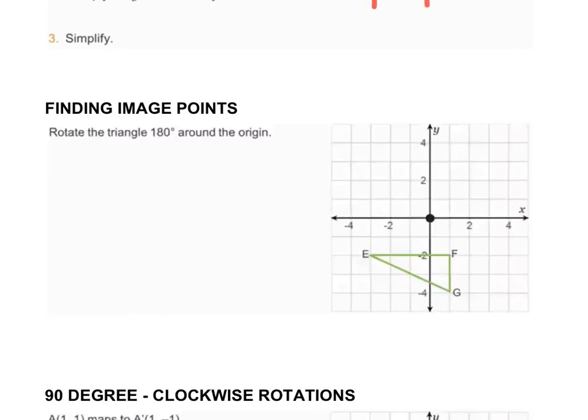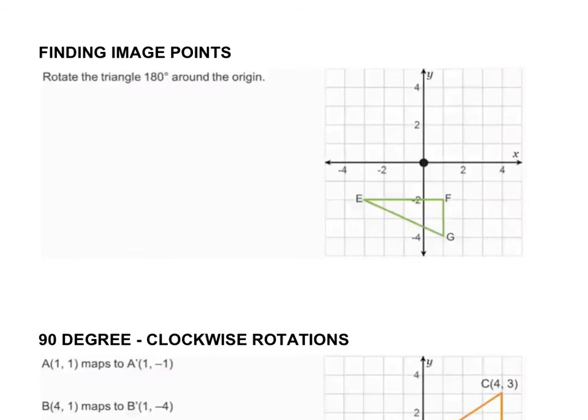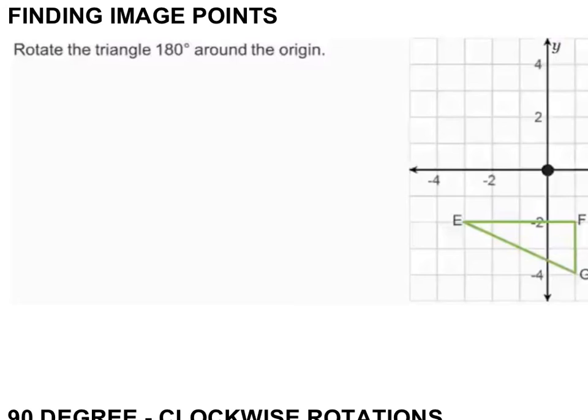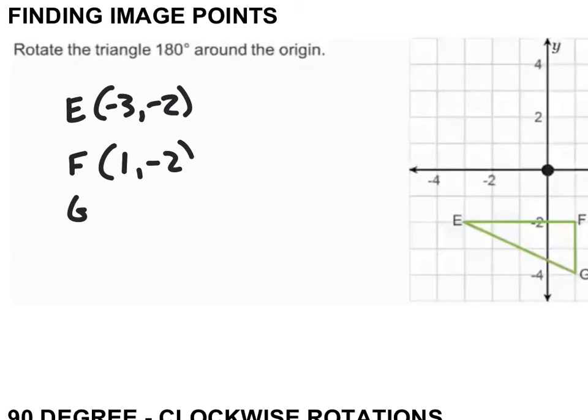All right, let's take a look here. I want to take this entire triangle here, triangle EFG, and rotate it 180 degrees about the origin, okay? So let's go ahead and do that, and let's list out each of these points. I have the point E, F, and then G. Now, point E is the point (-3, -2). Point F is the point (1, -2), and point G is the point (1, -4).